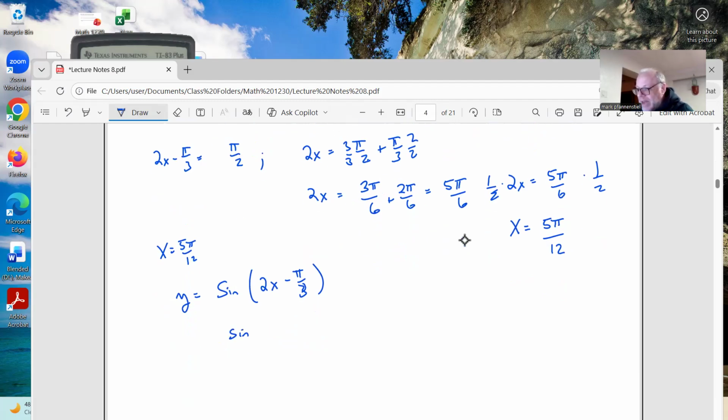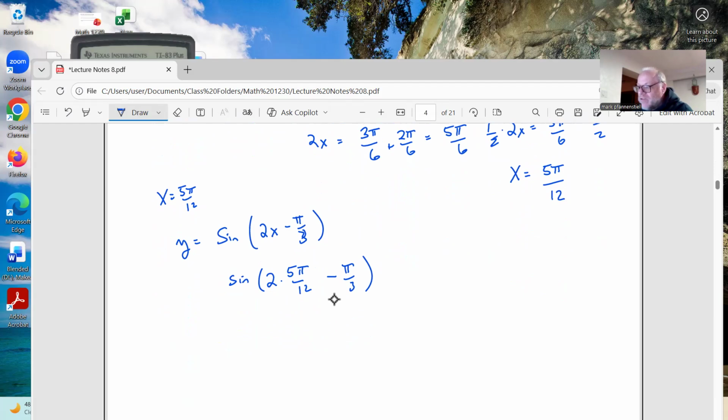So we have sine of 2 times 5 pi over 12 minus pi over 3. We're just going to figure this out. This is going to be 10 pi over 12. We can cancel some stuff, right? So we have 5 pi over 6, minus pi over 3. Let's go ahead and get some common denominators.